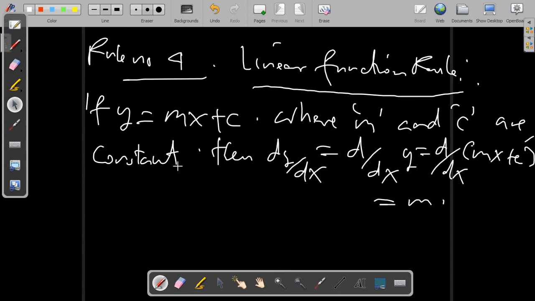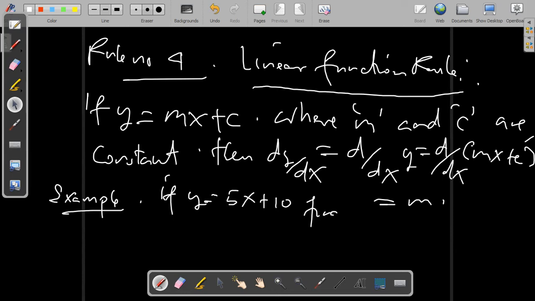Let's look at an example here. For example, if y is equal to 5x plus 10, then we are required to find dy over dx. The answer here will be dy over dx is equal to 5, the coefficient of x, while the constant goes to zero.